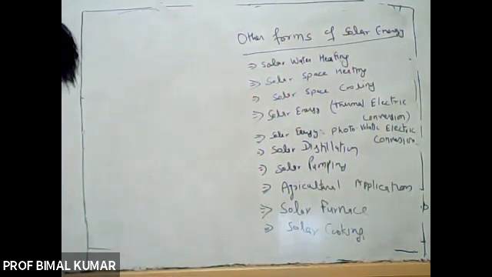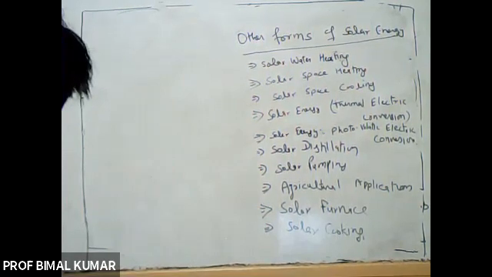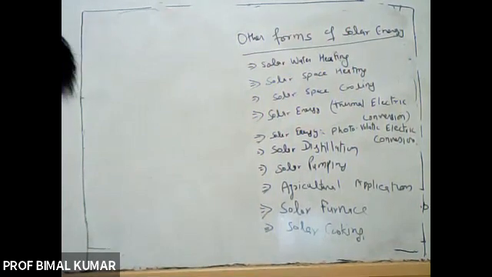So these are some applications of the solar energy which may be considered as direct energy application of the solar energy, right? In all those cases, we are using solar energy, and that solar energy may be converted into the form of electrical energy.